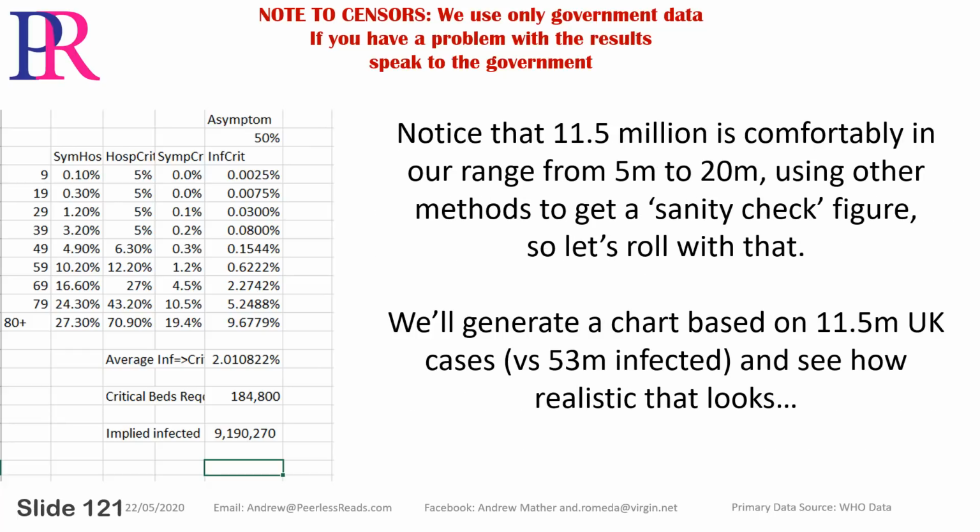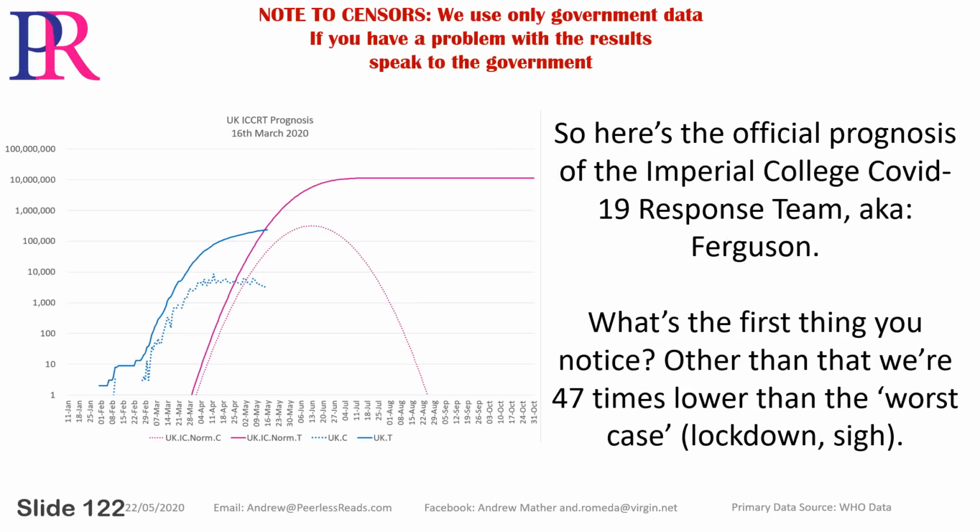Notice that 11.5 million is comfortably in our range from 5 million to 20 million, using other methods to get a sanity check figure, so let's roll with that. We'll generate a chart based on 11.5 million UK cases versus 53 million infected, and see how realistic that looks. So here's the official prognosis of the Imperial College COVID-19 response team, aka Ferguson. What's the first thing you notice? Other than that we're 47 times lower than the worst case, lockdown.